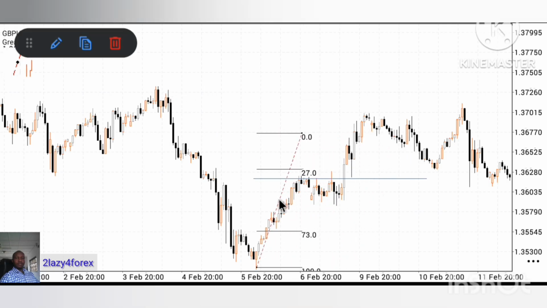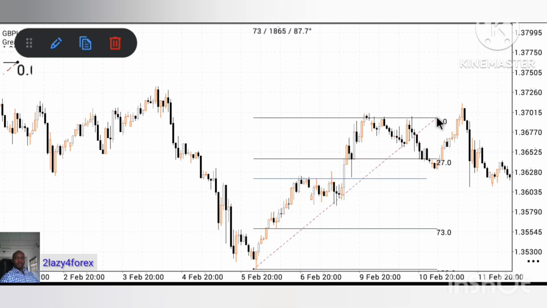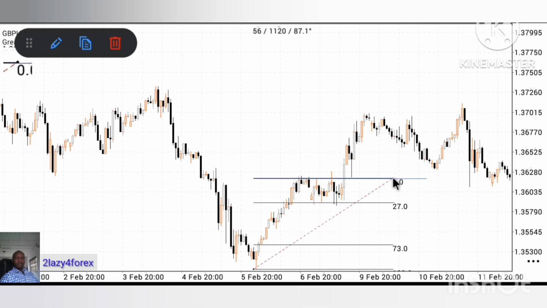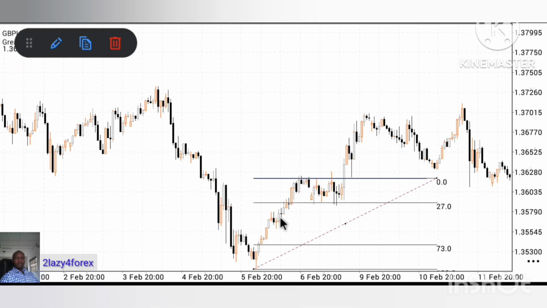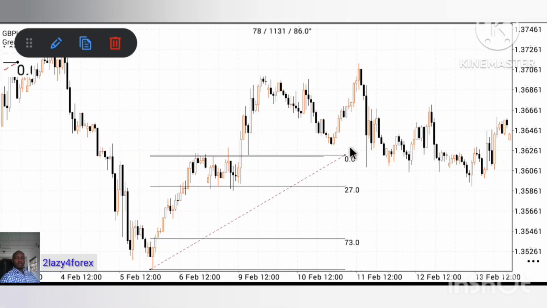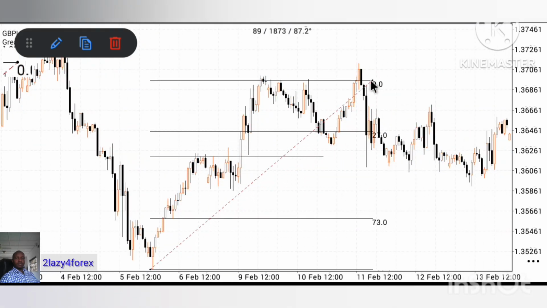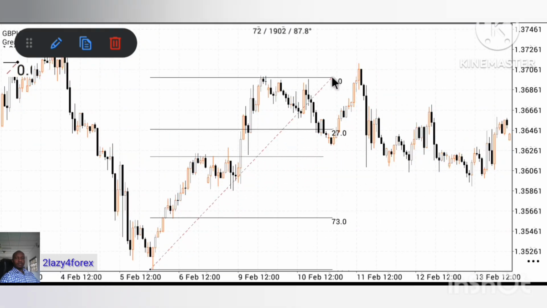So if you measure it from the start of the pullback, we're always dealing with the pullback, then look at it, even when it was on 50%, when price retraced to the 50% mark, there was no entry because there was no break below 27.0.